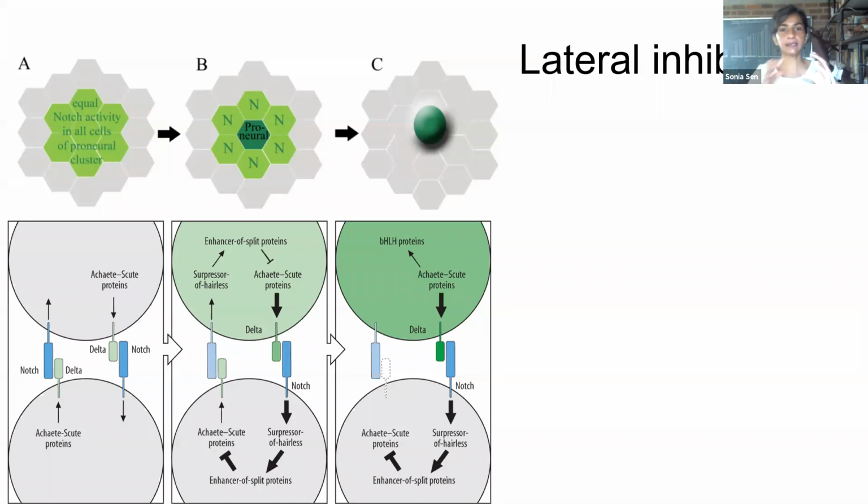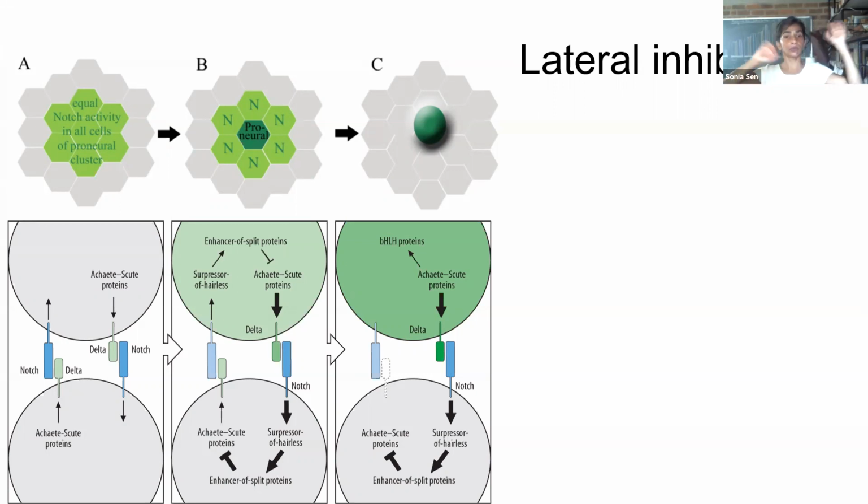So imagine that cluster of cells. Now we can pay attention to the text over there. We're now looking at the cluster in A, all of which are this light green color. What I've written over there is that there's equal notch activity in all cells of the proneural cluster. So in notch signaling there's a receptor and a ligand. Notch is the receptor and delta is the ligand, right? So delta can activate notch signaling, and then the receiving cell can activate the signaling pathway.